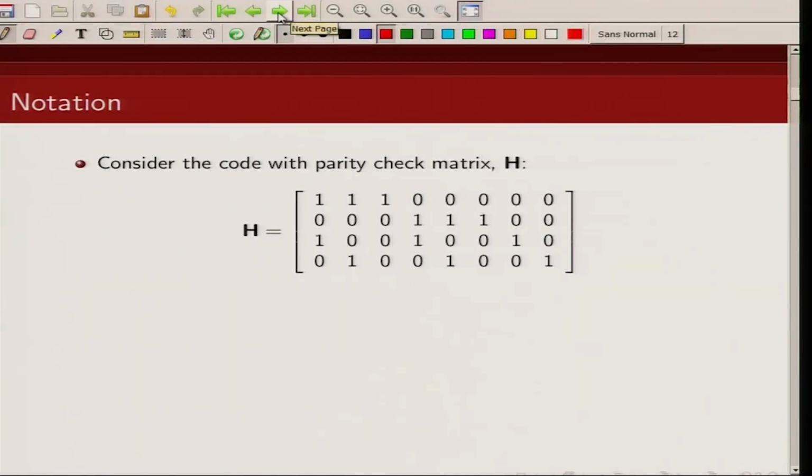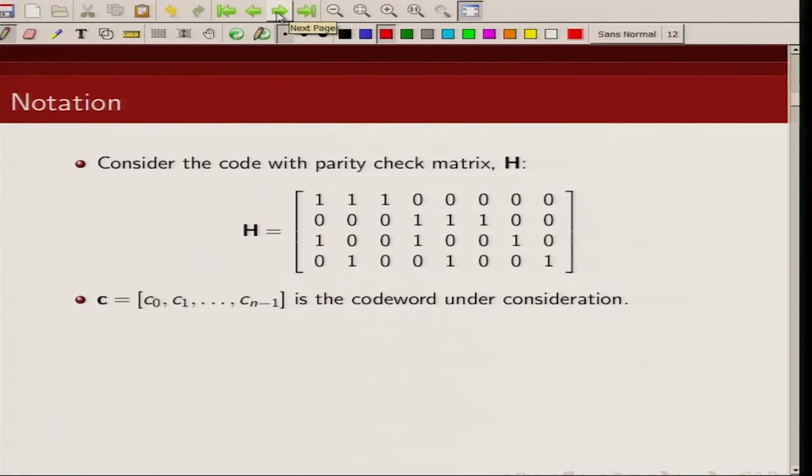So, let us consider an example. This is our parity check matrix. We will first describe the notations that we are going to use, and then we will state the decoding algorithm and the corresponding equations, and then we will illustrate using one example.